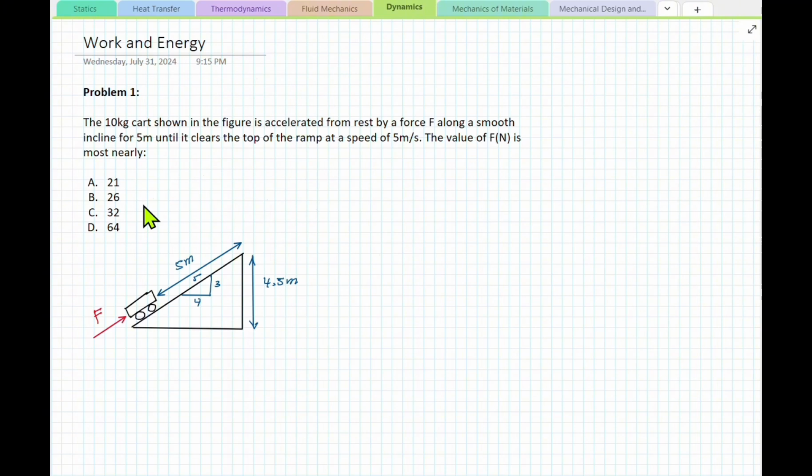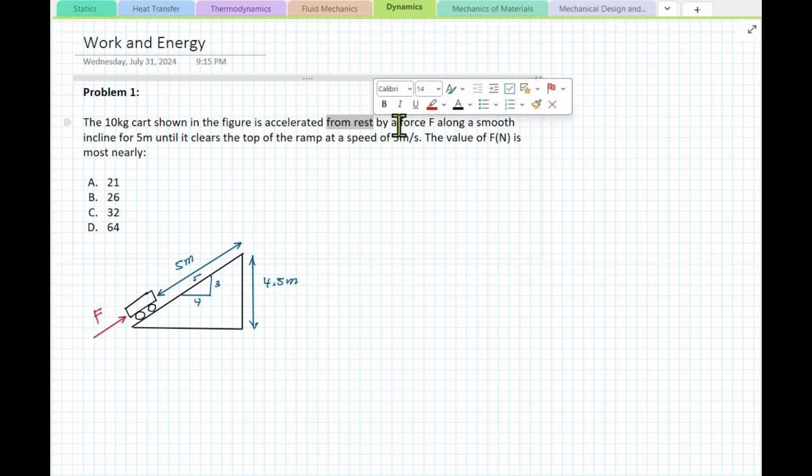Before getting started, I would like to highlight a few clues that are given right away, just so we know what approach to have on this problem. This is one thing that I like to do with all dynamics problems, given that they can become very complex and very complicated, to where you don't even know where to start. The very first thing that I like to highlight here is the fact that the cart is accelerated from rest. So we know that state one of that cart is rest.